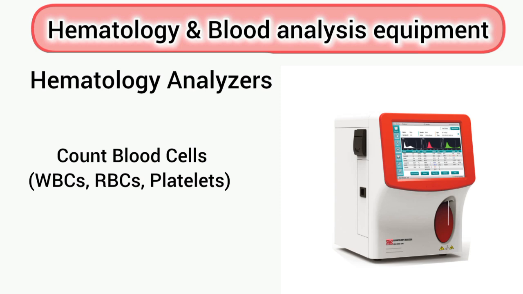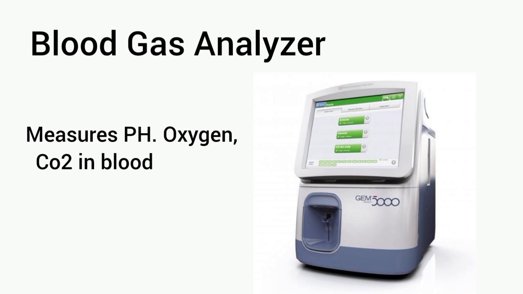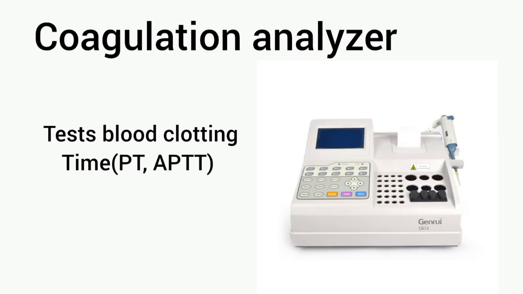Hematology and blood analysis equipment of medical laboratory: hematology analyzer. It is used for counting blood cells, for example, WBC, RBC, platelets. Blood gas analyzers of medical laboratory, used for measuring pH, oxygen and CO2 in blood. Coagulation analyzer of medical laboratory, used for testing the blood clotting time, PT and APTT.